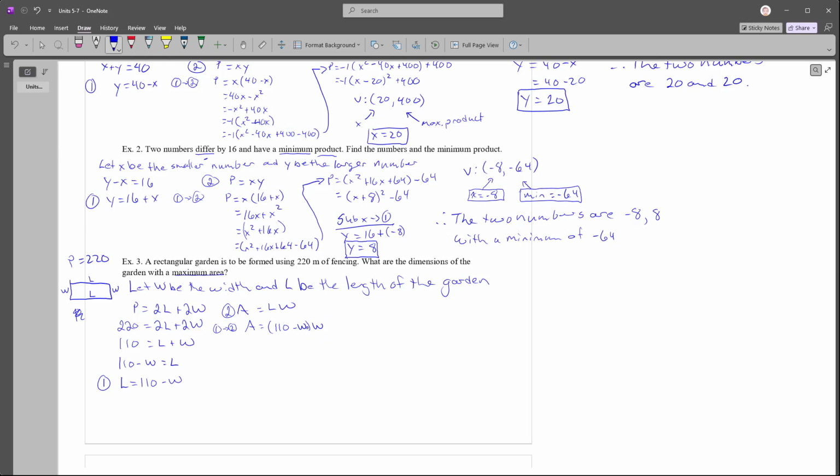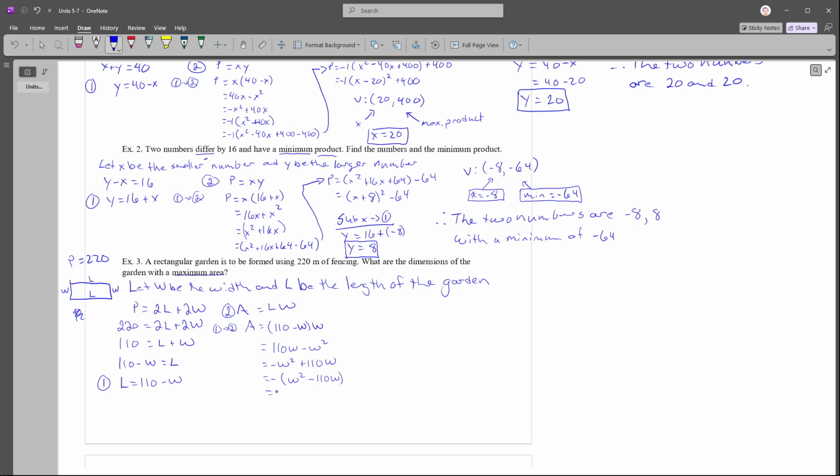We're going to FOIL our equation out. We're going to then put it into vertex form by completing the square. That'll give us our vertex, and then we'll have all the information we need. So let's go through this. So let's multiply it through. So that means 110 times W is 110W minus W squared. We have to rewrite this so our highest order is first, so negative W squared plus 110W. And now we need to complete the square. So I got to factor out my A term. Got to get rid of that negative 1. And then inside, I have W squared minus 110W.